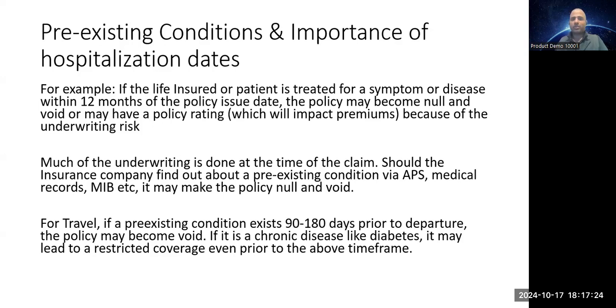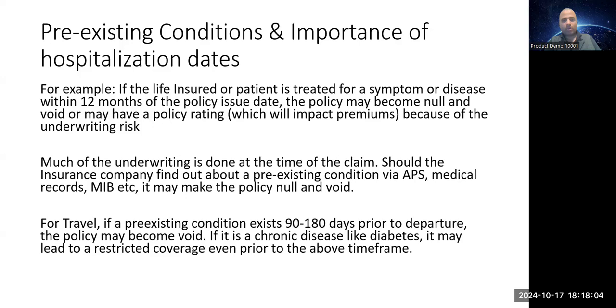Much of the underwriting is done at the time of the claim. So if the insurance company needs to find out about a pre-existing condition via APS, your attending physician statement, medical records, or your MIB, it may make the policy null and void. This is when you submit a claim, and should they find out about any pre-existing conditions, any illness, sickness, or any symptoms prior to you becoming sick after the policy was issued, this may cancel the policy altogether.